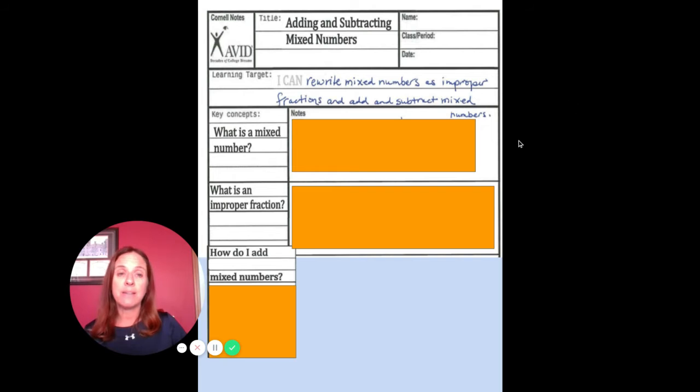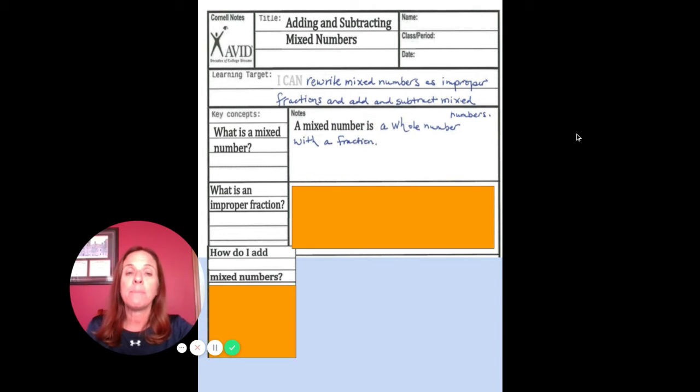So what is a mixed number? A mixed number is a whole number with a fraction. So like 1 1/2 or 2 3/5. You have that whole part that's written bigger and then the fraction right next to it.